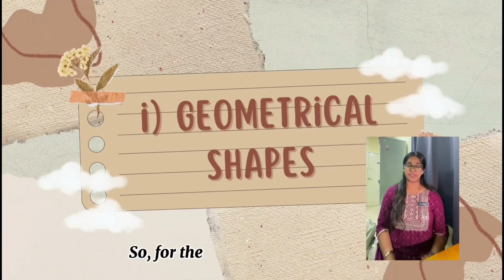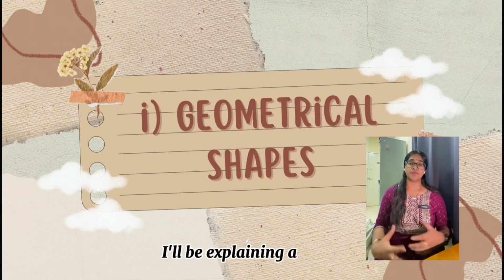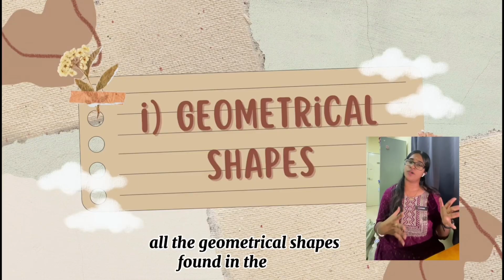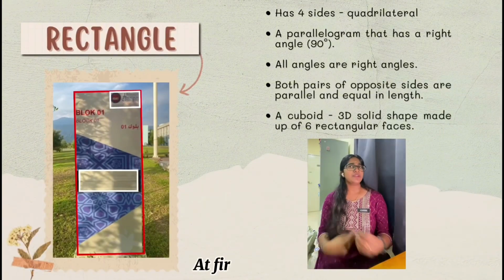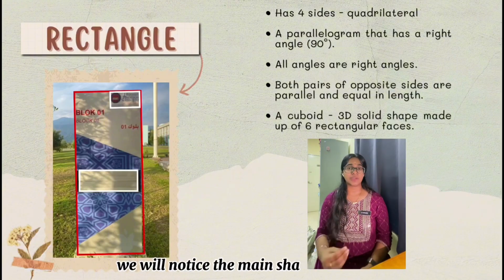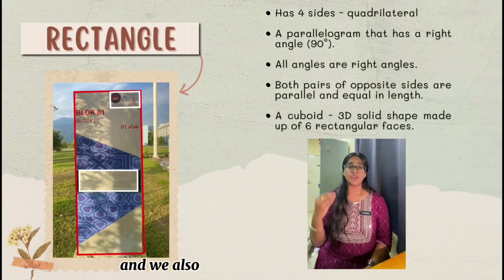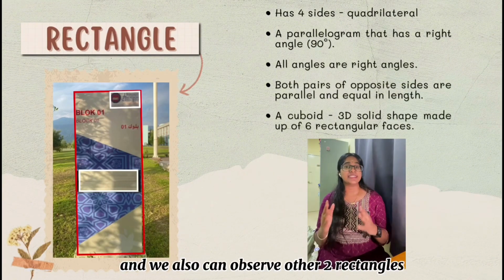So, for part B, the geometry, I'll be explaining all the geometrical shapes found in the object. Let's take a look at this signboard for Block 1. At first glance, we will notice the main shape is a rectangle. And we can also observe two other rectangles in the signboard.